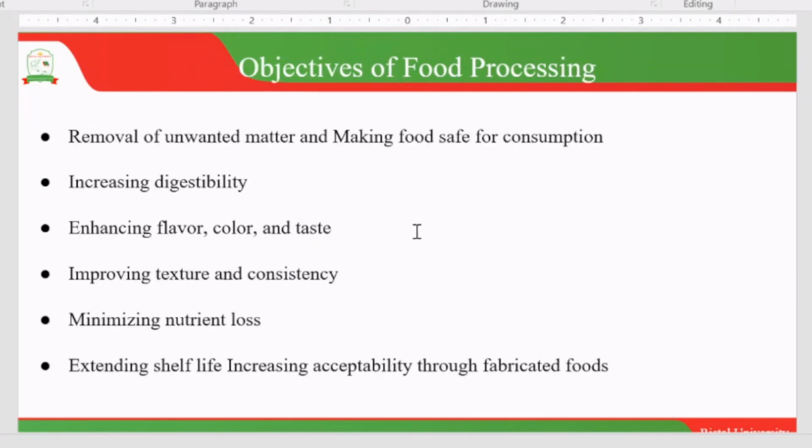So what are the objectives of food processing? When we talk about food processing, yes, someone please mute.